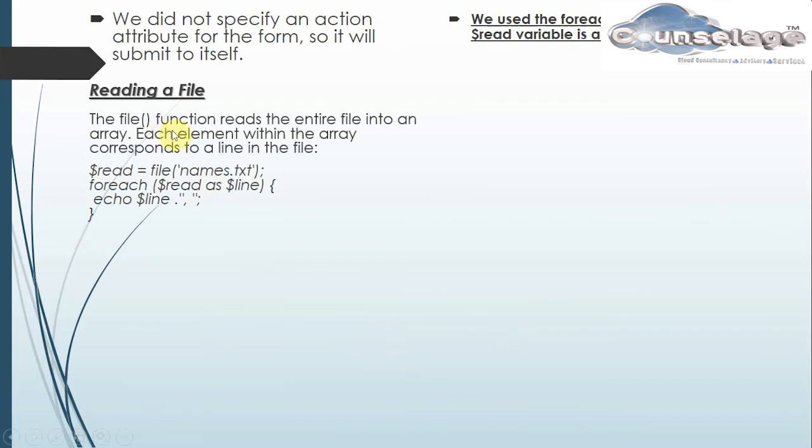Now, reading a file. The file function reads the entire file into an array. Each element within the array corresponds to a new line in the file. For example, variable read equals file names.txt. Because the read variable is an array, for each read as line, echo line. This prints all of the lines in the file and separates them with a comma. Look here.